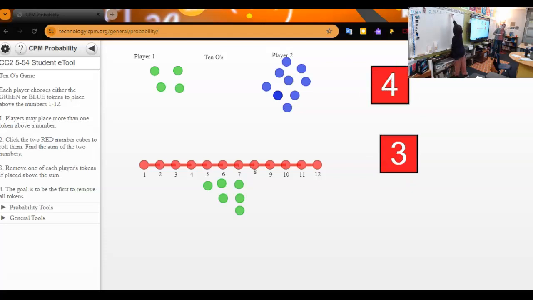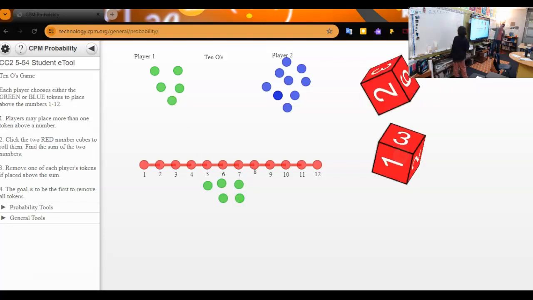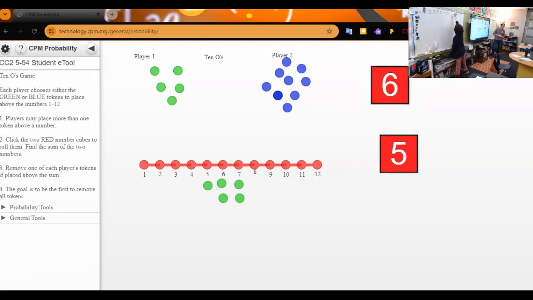4 and 3. Ooh, another 7. I got 5. 6 and 5. 11. 4 and 3. Ooh, 7 again. Anyone have 6 dots crossed out? All right, you're tied with me if you got 6. If you got more than 6, you're winning.